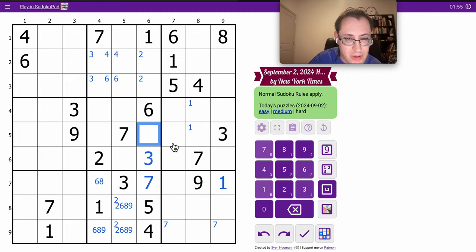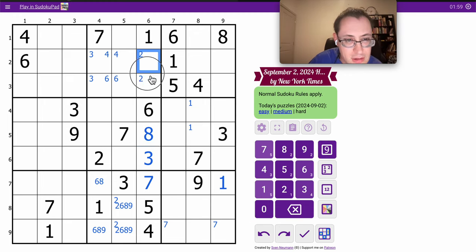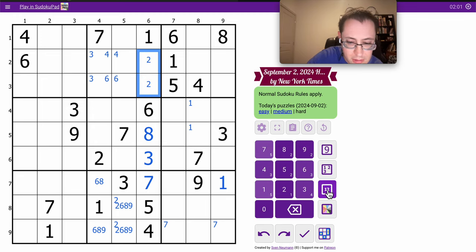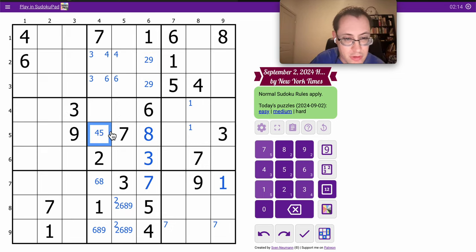Well, okay, this sees 2 and 9. It must be 8. So these are 2, 9. I didn't even need to put that in. Color markings. 2, 3, 6, 7, 8. So I need 1, 4, 5, and 9 for region 5.